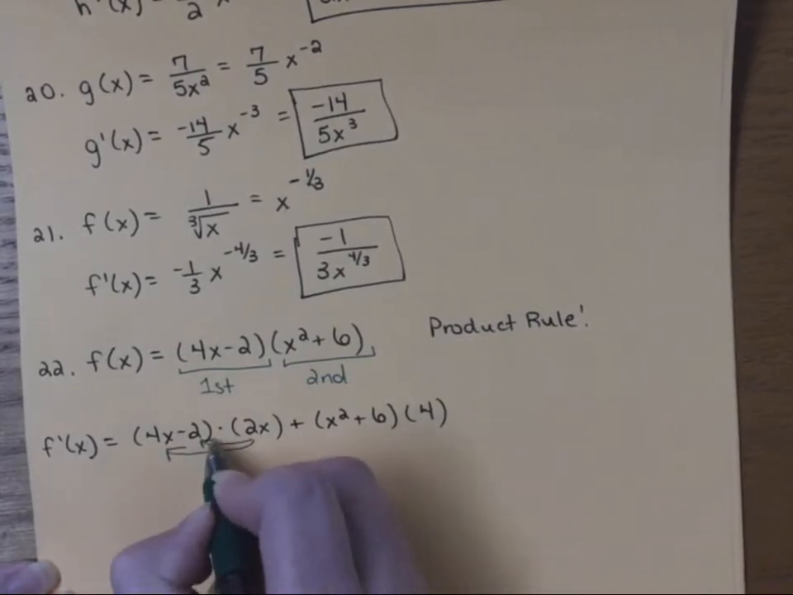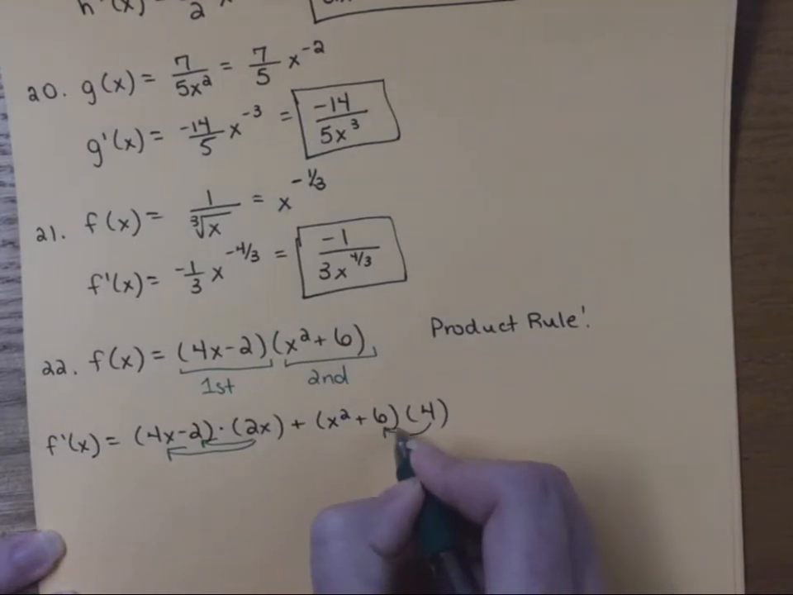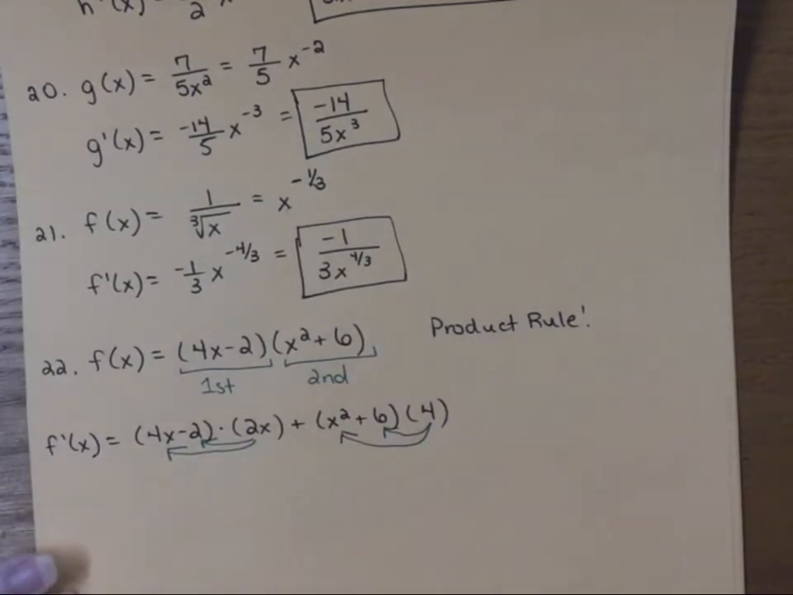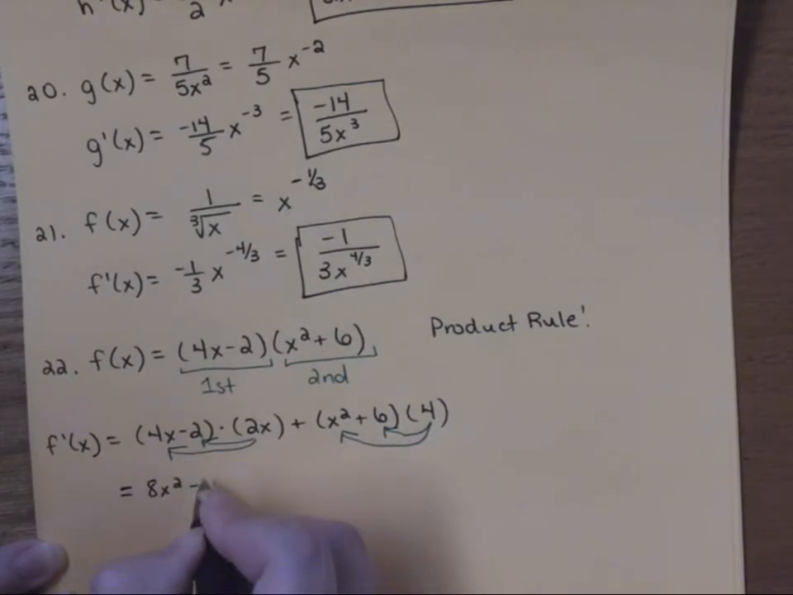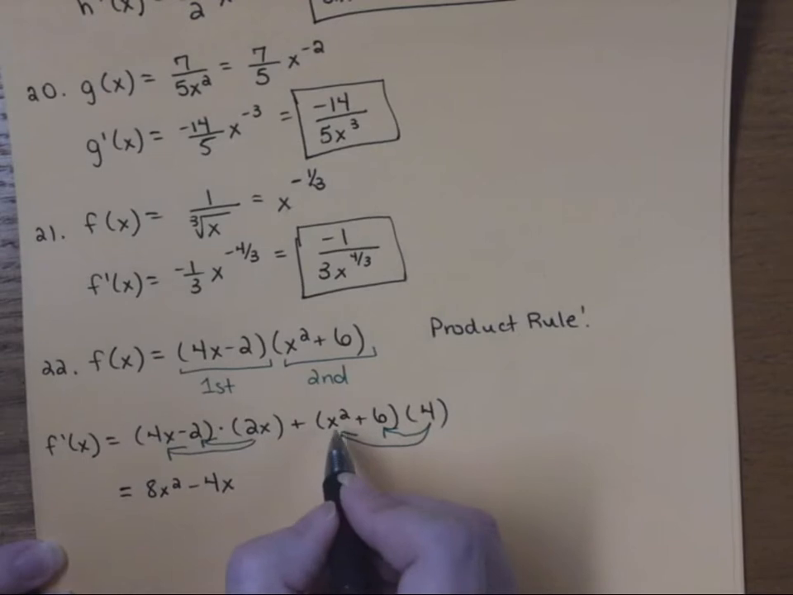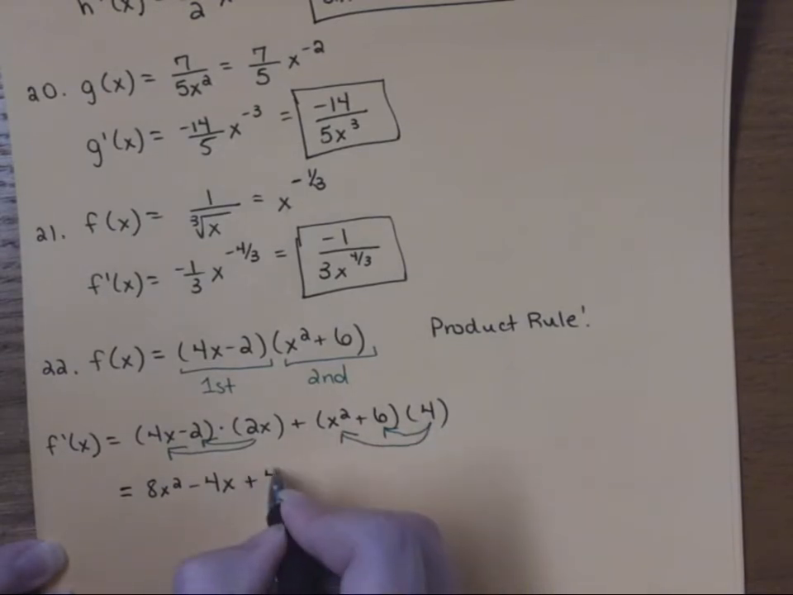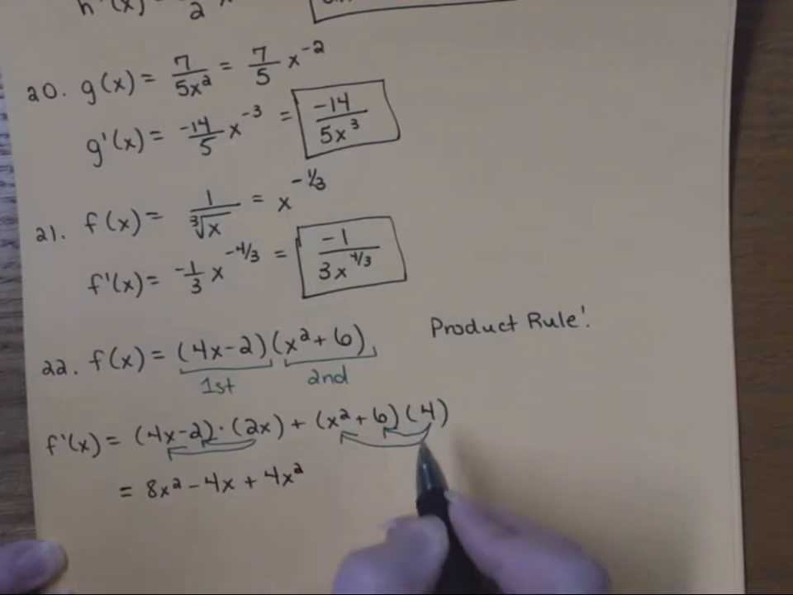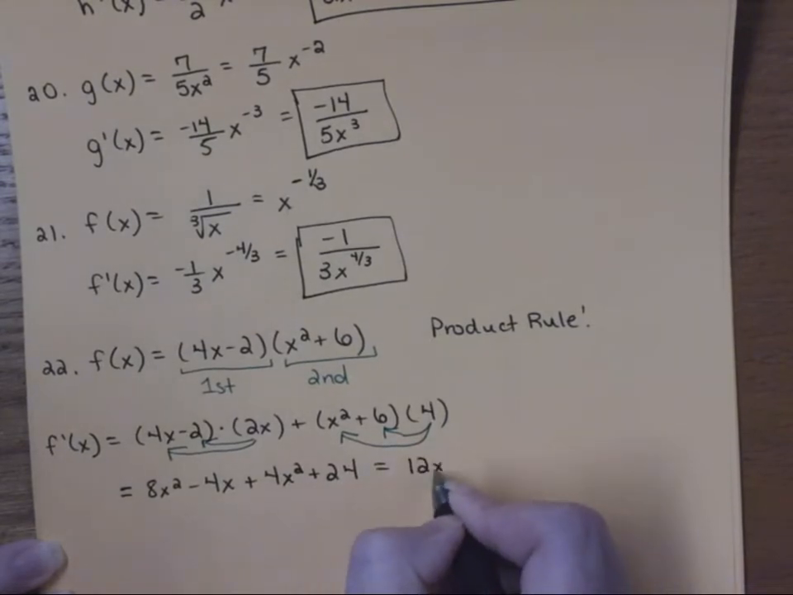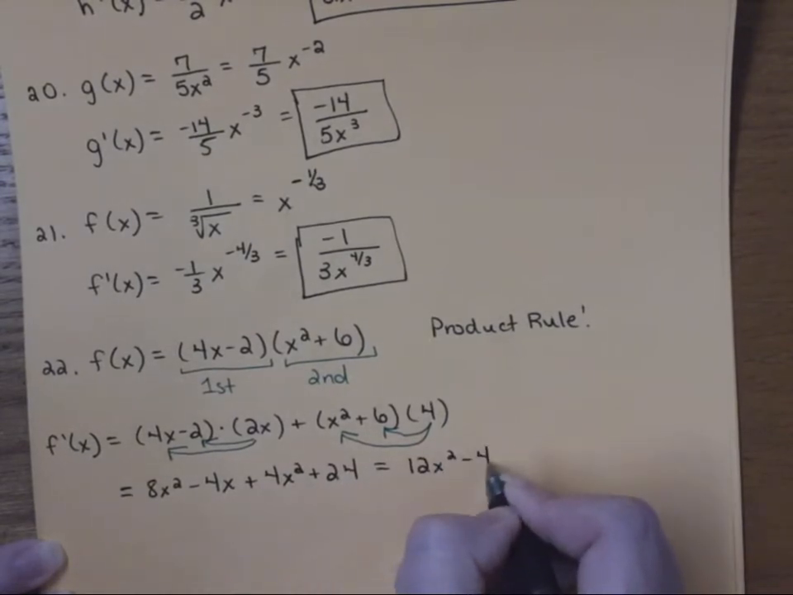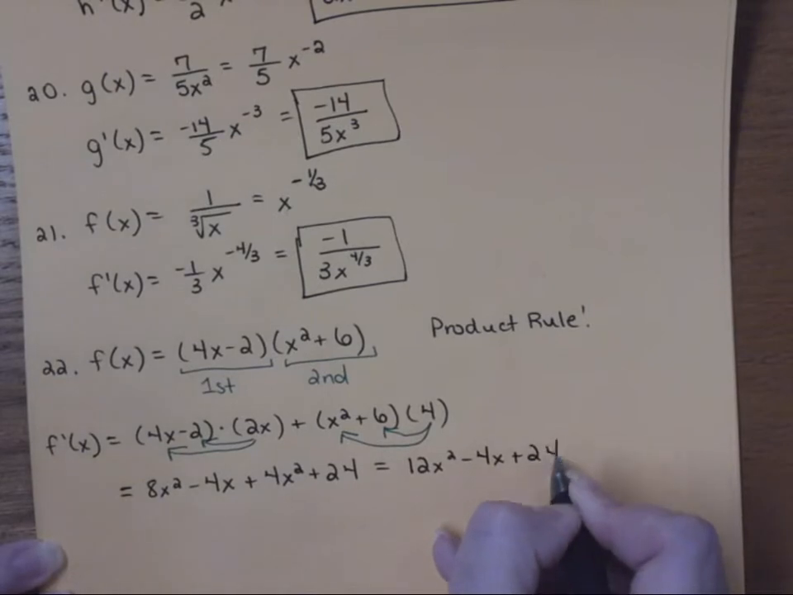So you would distribute this 2x, you would distribute this 4. Okay, so in the end, you get 4x times 2x is 8x squared, minus 2 times 2x is minus 4x, x squared times 4 is plus 4x squared, 6 times 4 is just 24. So in the end, you get 12x squared minus 4x plus 24.